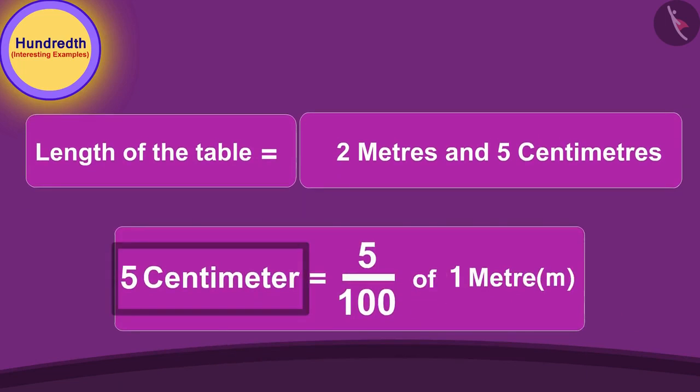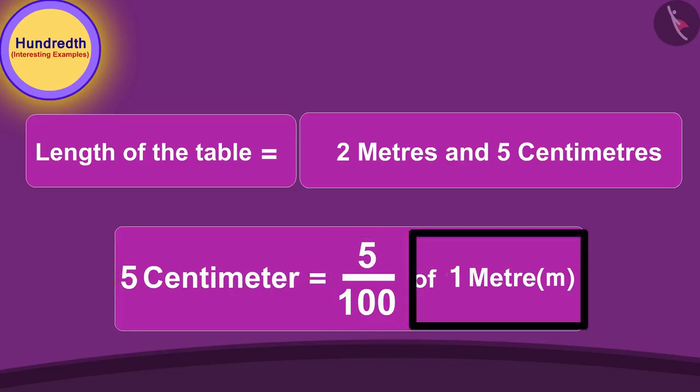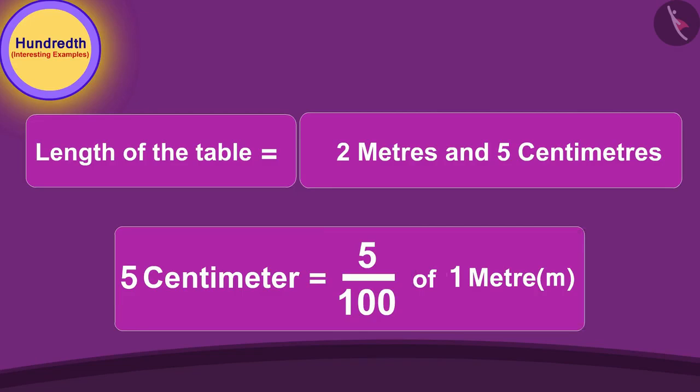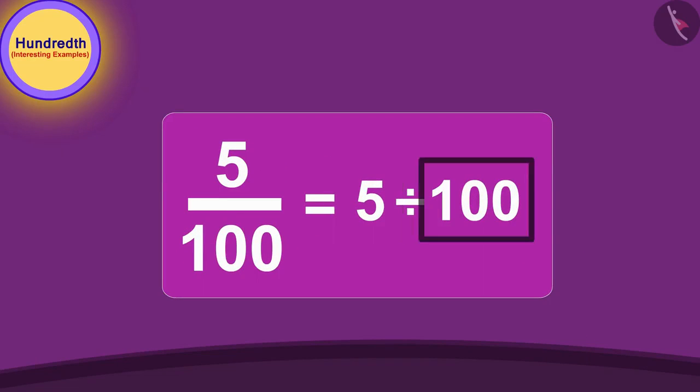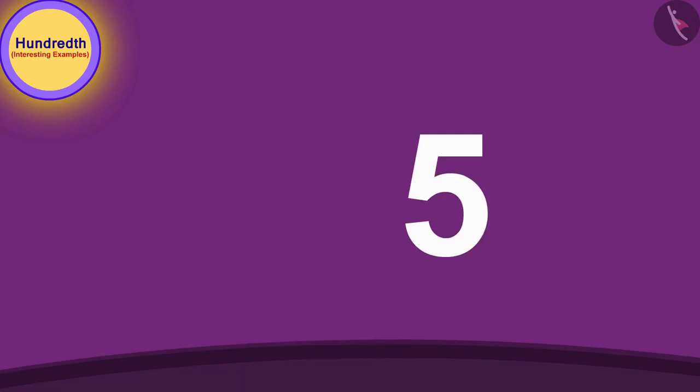5 centimeters is the 100th part of a meter. In other words, we are dividing 5 by 100. To write it using the decimal point, we will move the decimal point to the left once, starting from the end of 5 first, according to the procedure taught by Uncle.